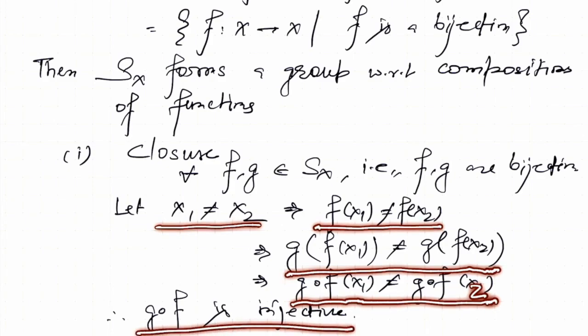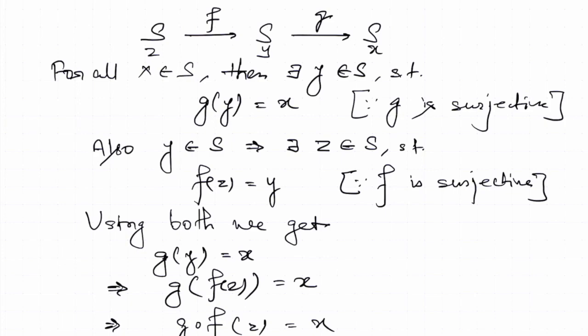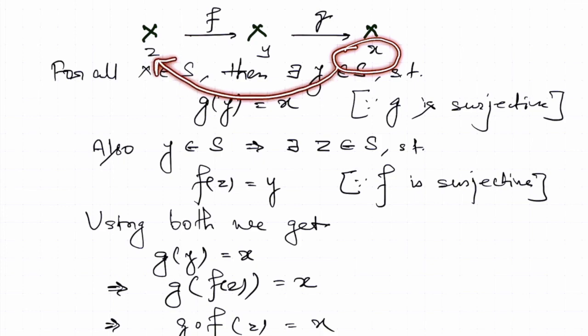thus g∘f is a one-to-one function. Also we need to show that g∘f is an onto function, and one-to-one and onto imply that g∘f will be a bijection. In order to show that g∘f is a surjection, or onto, we have to take any element in X and show that its pre-image exists.